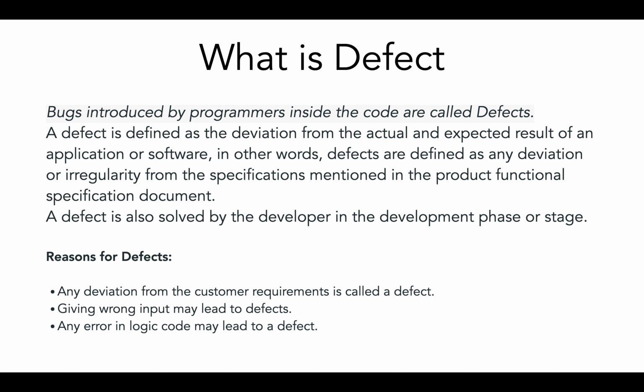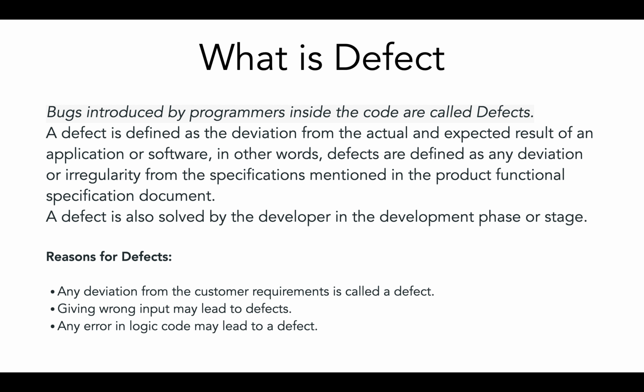Now we'll understand what could be the reasons for defects. The reason could be any deviation from the customer requirement. If your system is not meeting the requirement, it's a defect. Also, if you are providing some wrong input and the system shows unexpected behavior, that could also be a kind of defect.